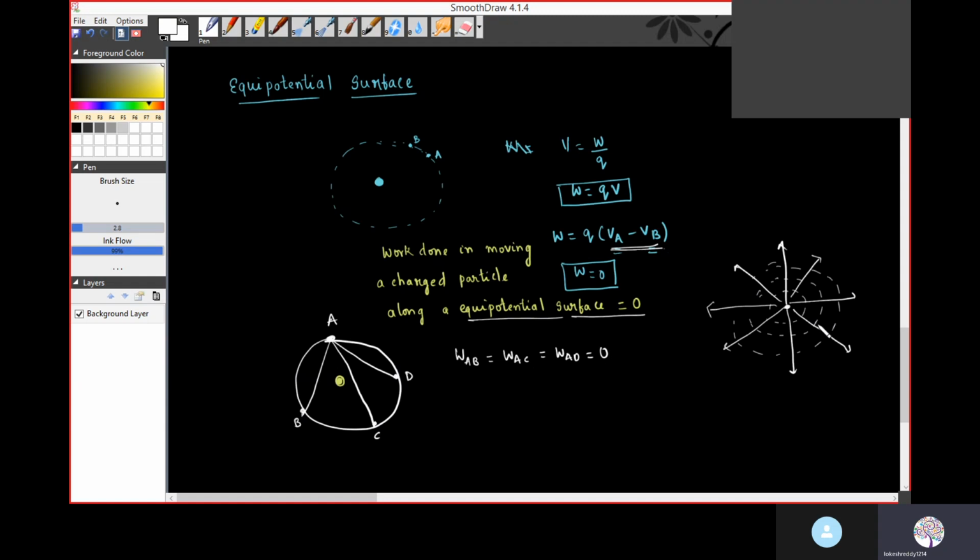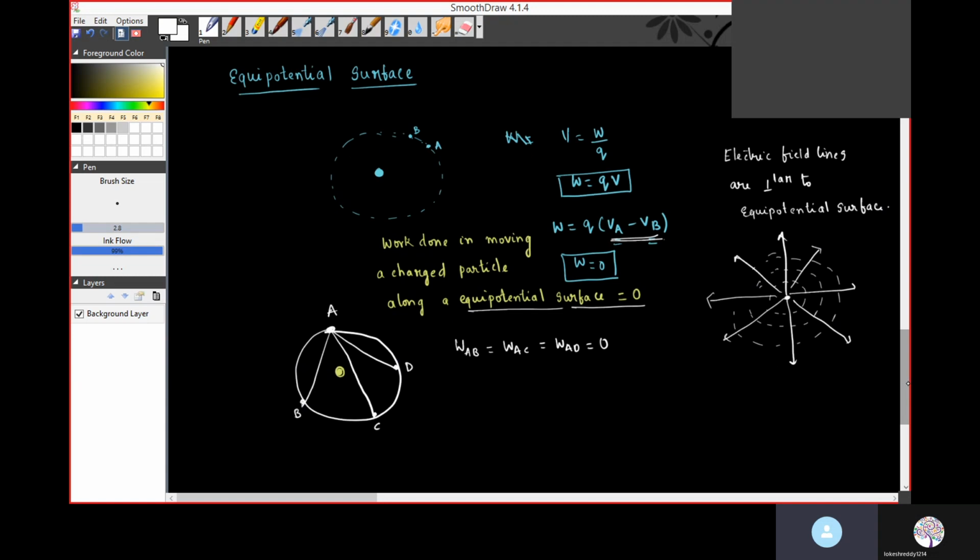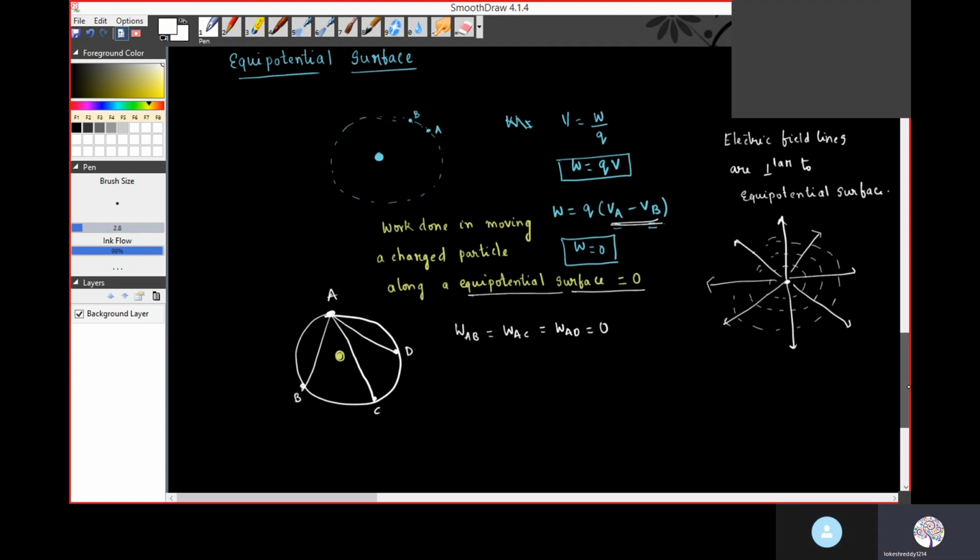Now you see, the electric field lines are always perpendicular to the equipotential surface. So you write that point: electric field lines are perpendicular to the equipotential surface.